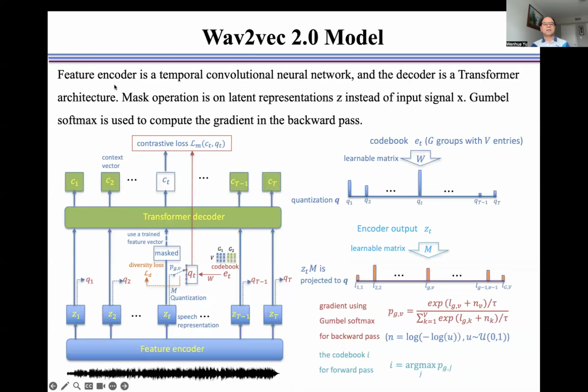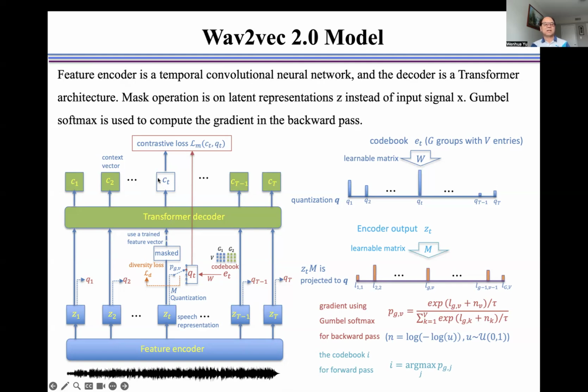The feature encoder is a temporal convolutional neural network. The decoder is a transformer architecture. The mask operation is on latent representations Z instead of input X, namely we put a mask here, not on the input signal. Gumbel softmax is used to compute the gradient in the backward path.